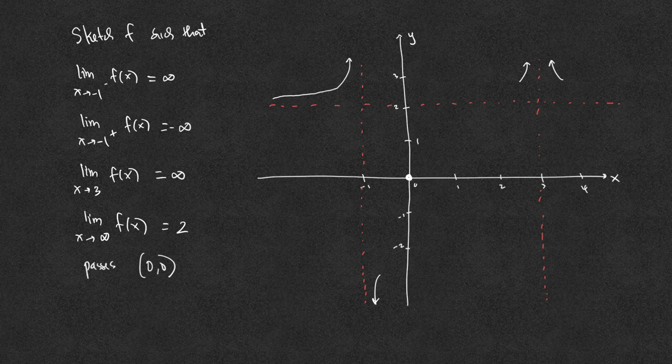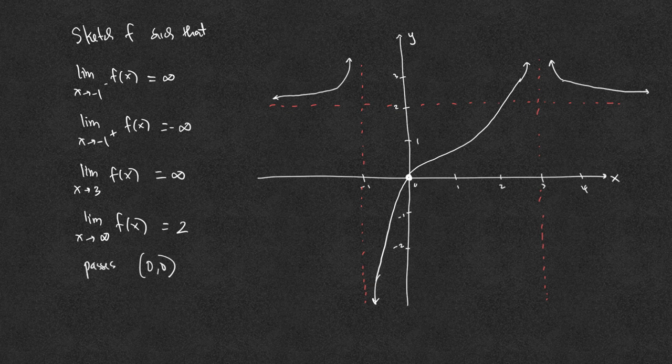Now, we can cross the horizontal axis, but we cannot cross the vertical asymptotes. One of the candidates for the graph looks something like this.